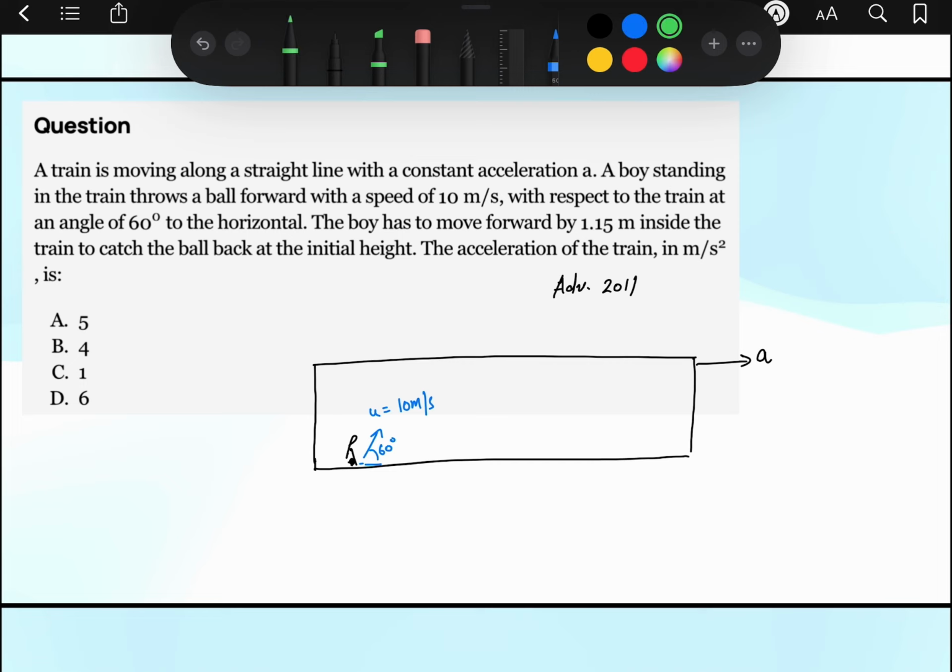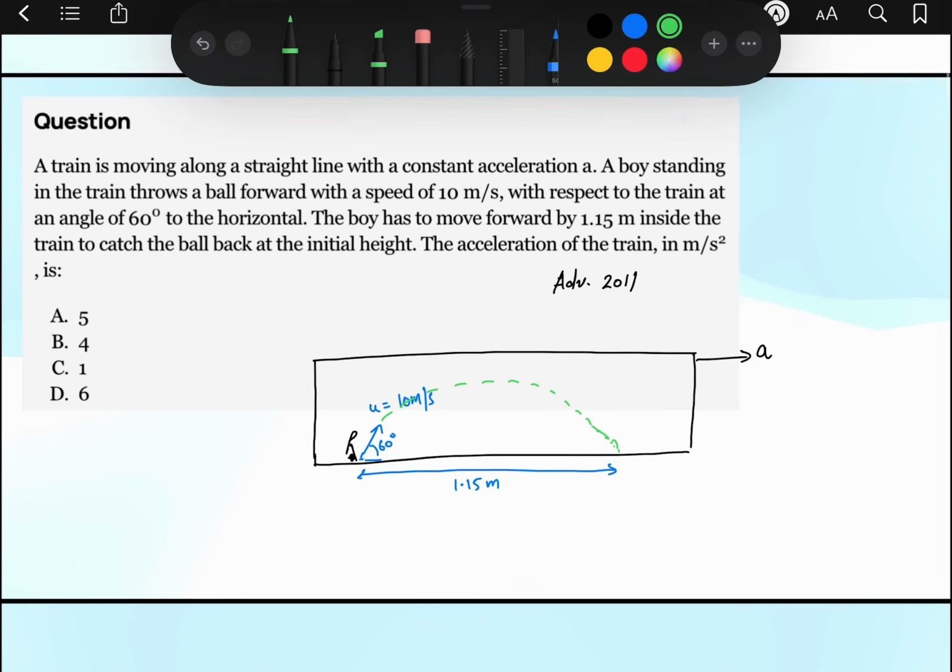So in the frame of reference of the train, this ball will be moving like this. And to catch this ball, this boy has to move a distance of 1.15 meter at the same level. That is what it means. First we'll have to find out the time period for which this ball remains in the air in the frame of reference of this train.